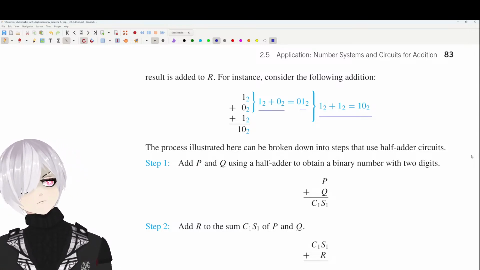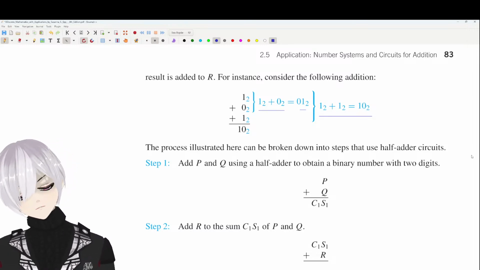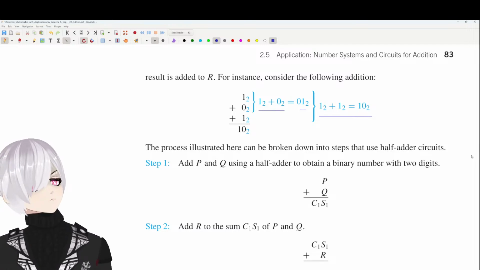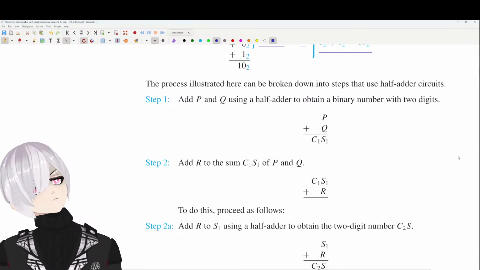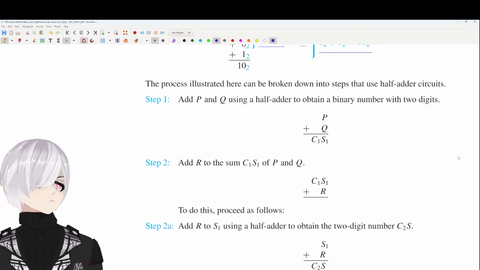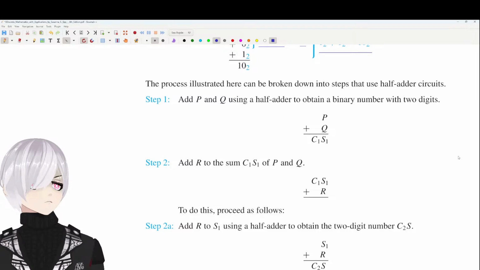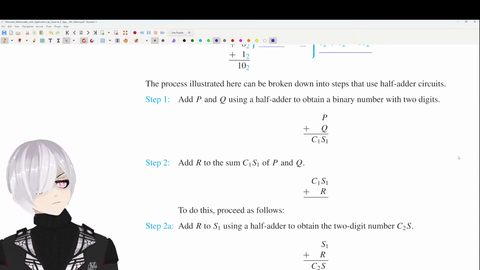So the process illustrated here can be broken down into steps that use half-adder circuits. I guess the first step would be the easiest. We're starting out with two binary digits, p, and we're doing p plus q plus r. So first we do just p plus q. We can just do that with a half-adder, which we already did earlier. So p plus q, use a half-adder, and we'll get something with two digits, c1 and s1, the carry and the sum. Now we've got to add r to that, c1 s1 plus r, and then we need to do something more complex to do that.